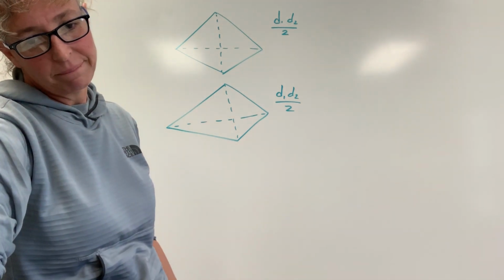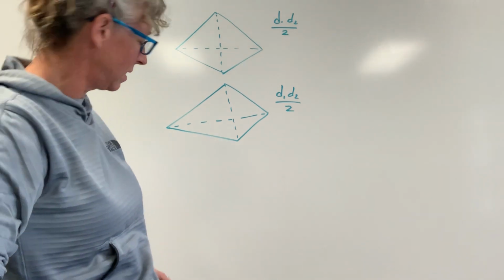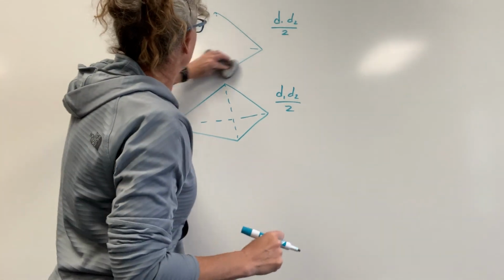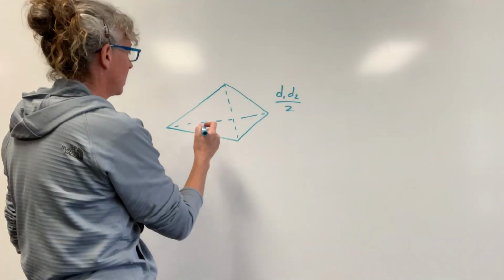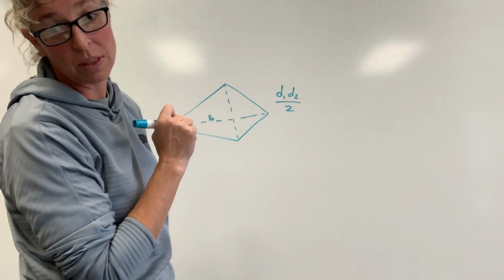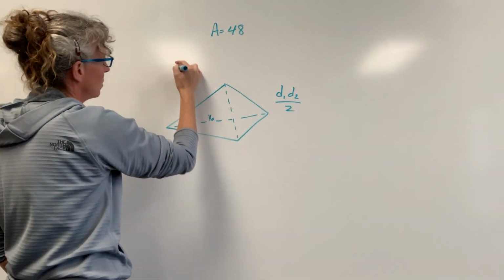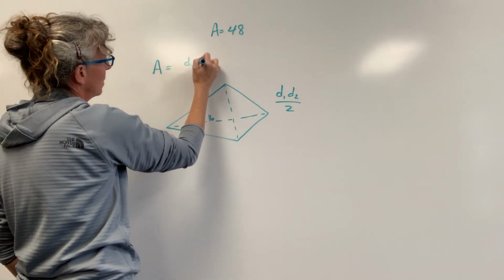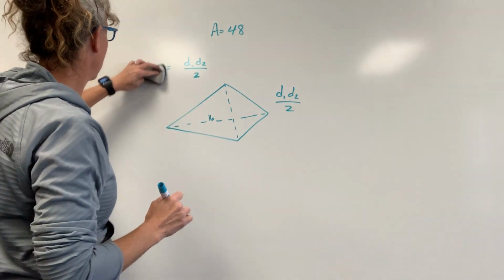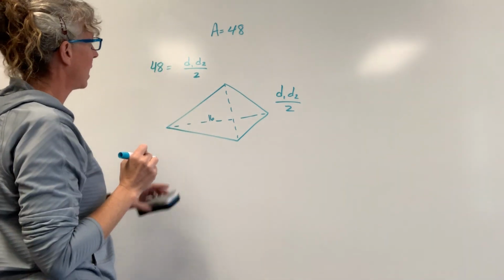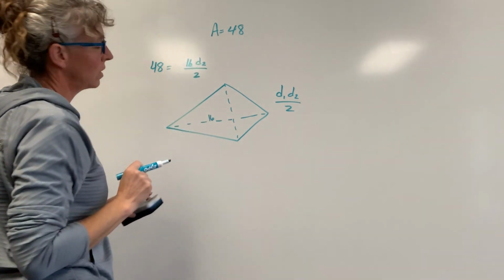Okay. So example 3 says find each measure, diagonal 2 of a kite in which diagonal 1 is 16 and the area is 48. So we're dealing with a kite, which is this one. We know that diagonal 1 is 16, okay? And we know the area is 48. All right, so we're going to plug in what we know into our formula here. Area equals diagonal 1 times diagonal 2 divided by 2. Okay, what parts of that formula do I know? I know the area is 48. I know one of my diagonals is 16.